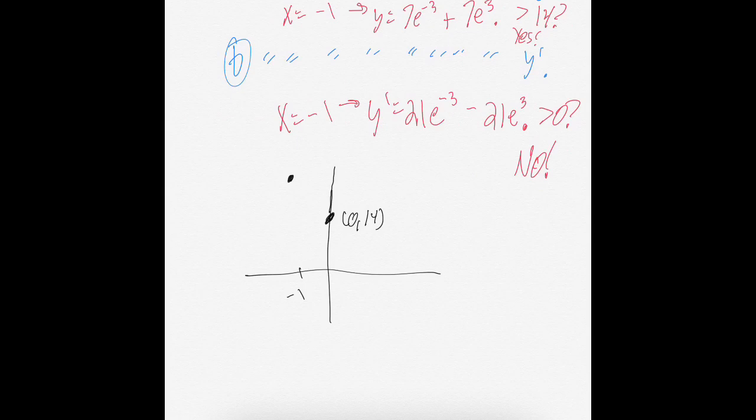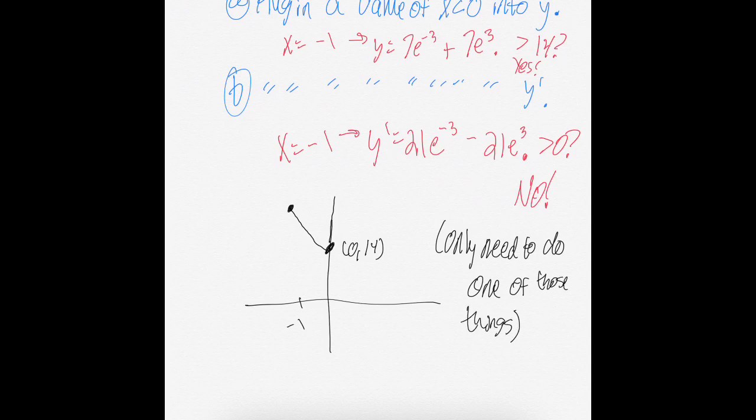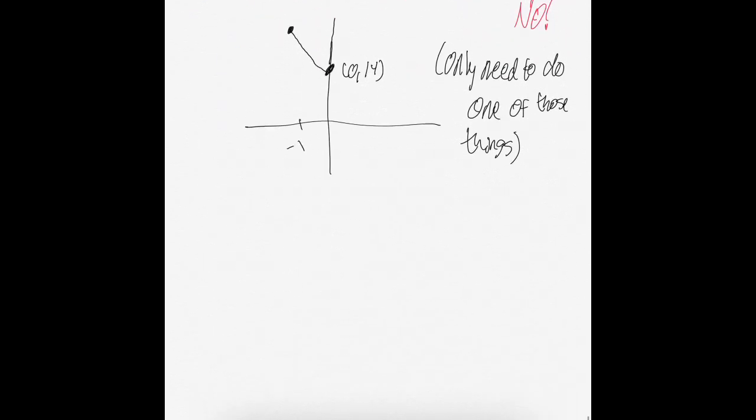What the second piece of information tells me, that the derivative is negative, right, because it's not greater than or equal to 0, what that tells me is that it's decreasing. Now, either one of these pieces of information is enough. We only need to do one of those things. Whichever one you feel comfortable with, depending on the situation, one might be easier.